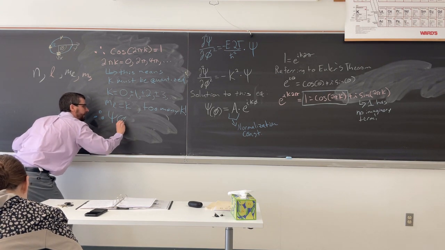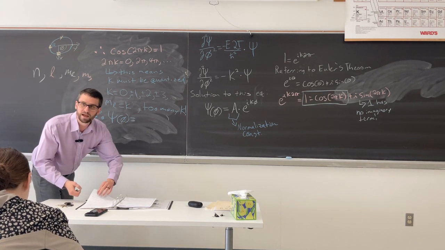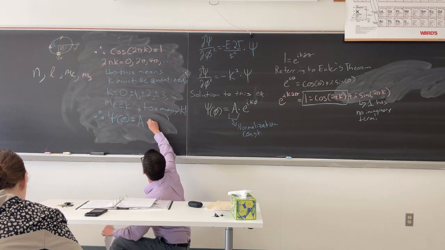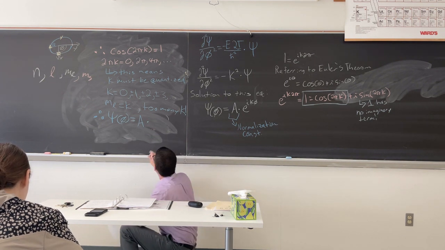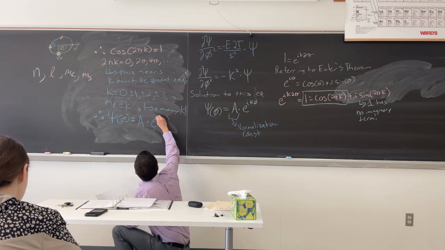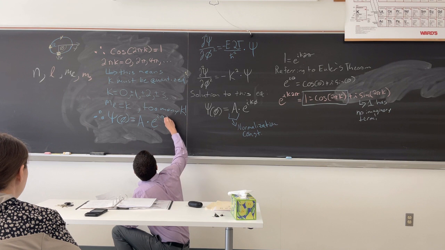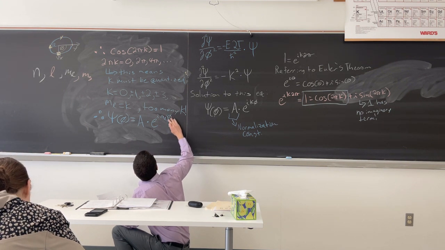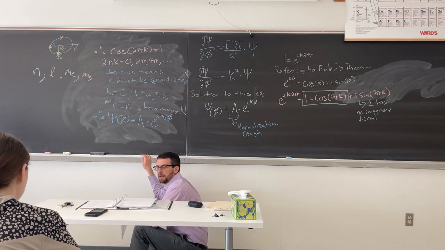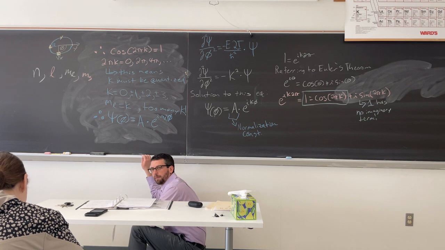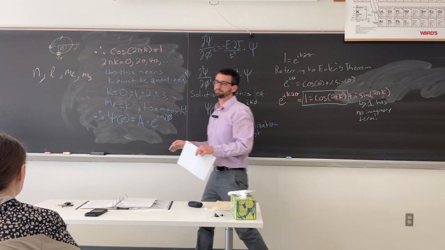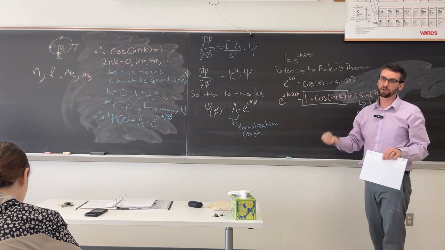Okay, so therefore, our wave function that depends on phi, we still have our normalization constant that we haven't figured out, A, but what does the rest of this wave function look like? E to the what? Yep, m sub l. Sorry, that's messy. And what restrictions have we put on m sub l? Has to be a whole number.